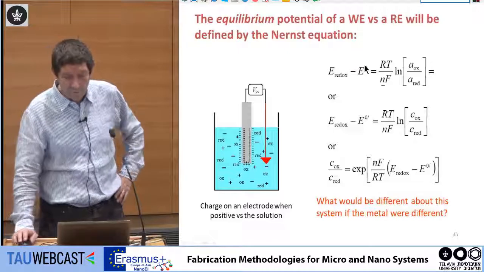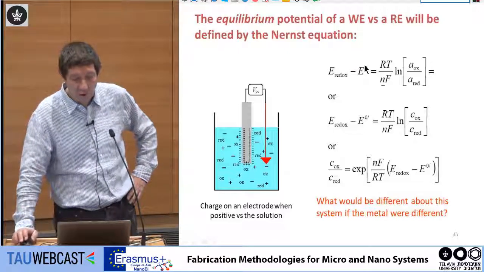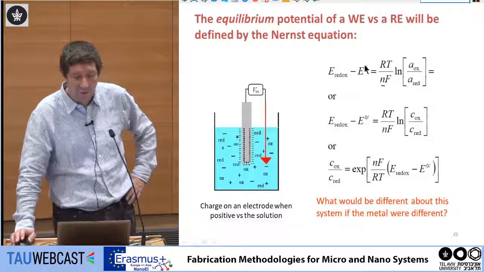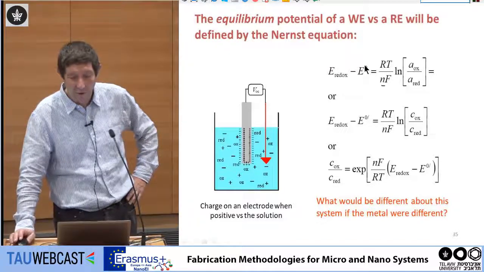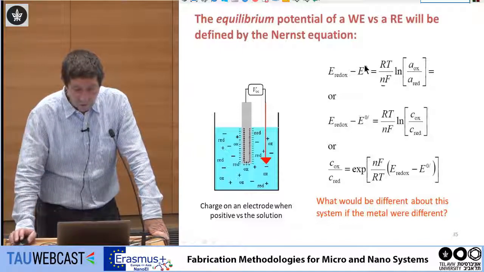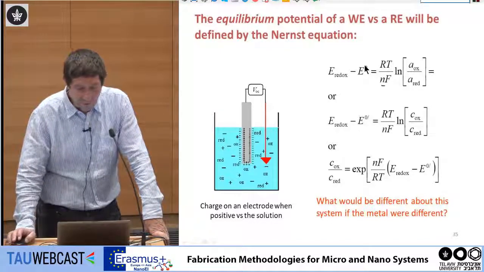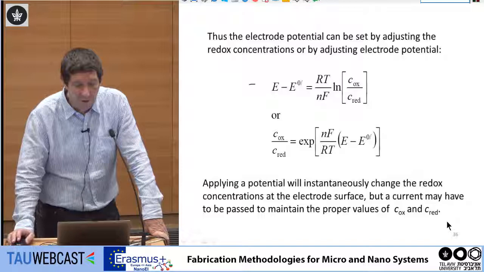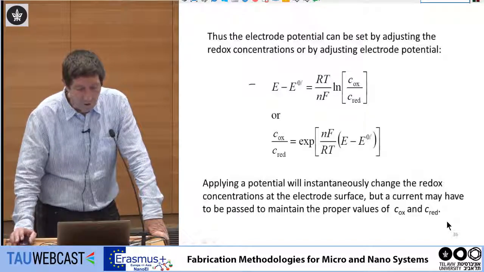And I know from the previous Nernst equation that the potential versus some reference potential depends on kT over q, or RT over nF, times the natural log of the ratio of the concentration of the oxidation species versus the reduction species. What would be different about the system if the metal were different? The electrode potential can be set by adjusting the redox concentration or by adjusting the electrode. I can change this potential. By changing this potential, I change the concentration next to the electrode, and vice versa. Applying a potential will instantaneously change the redox concentration at the electrode.